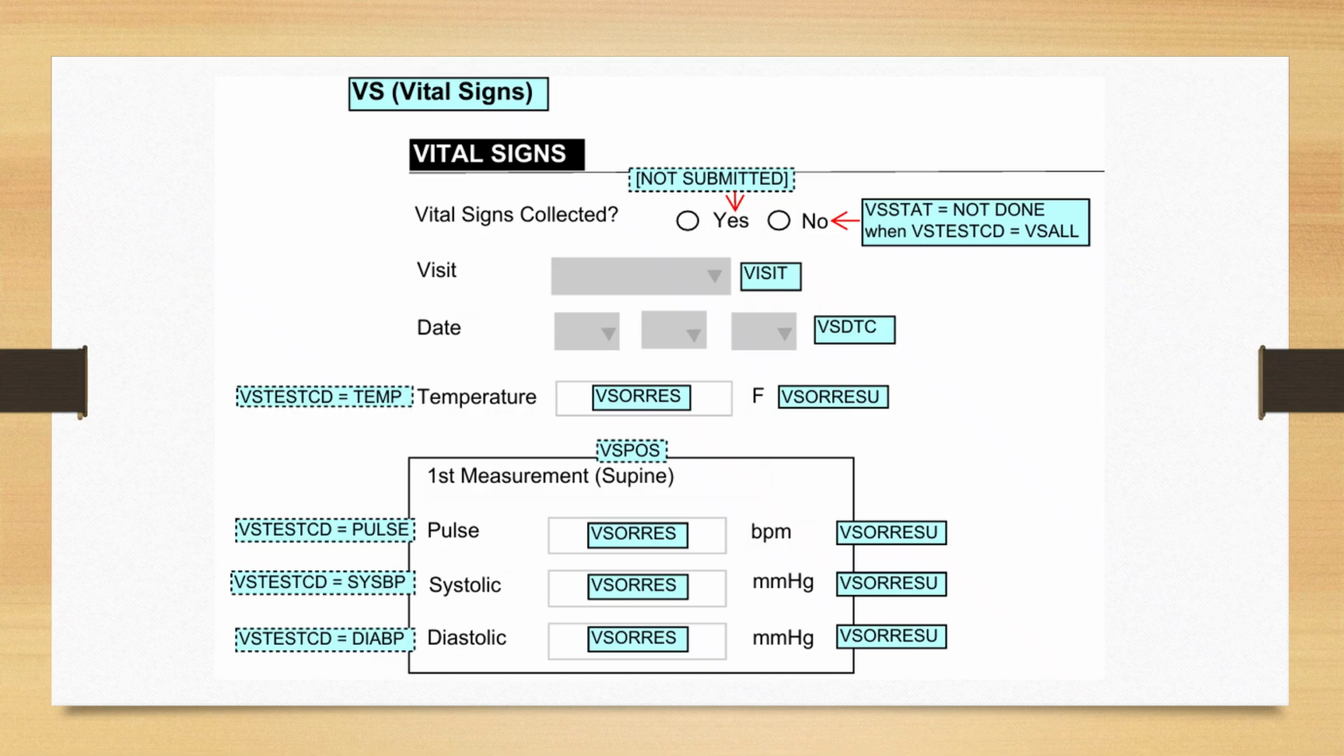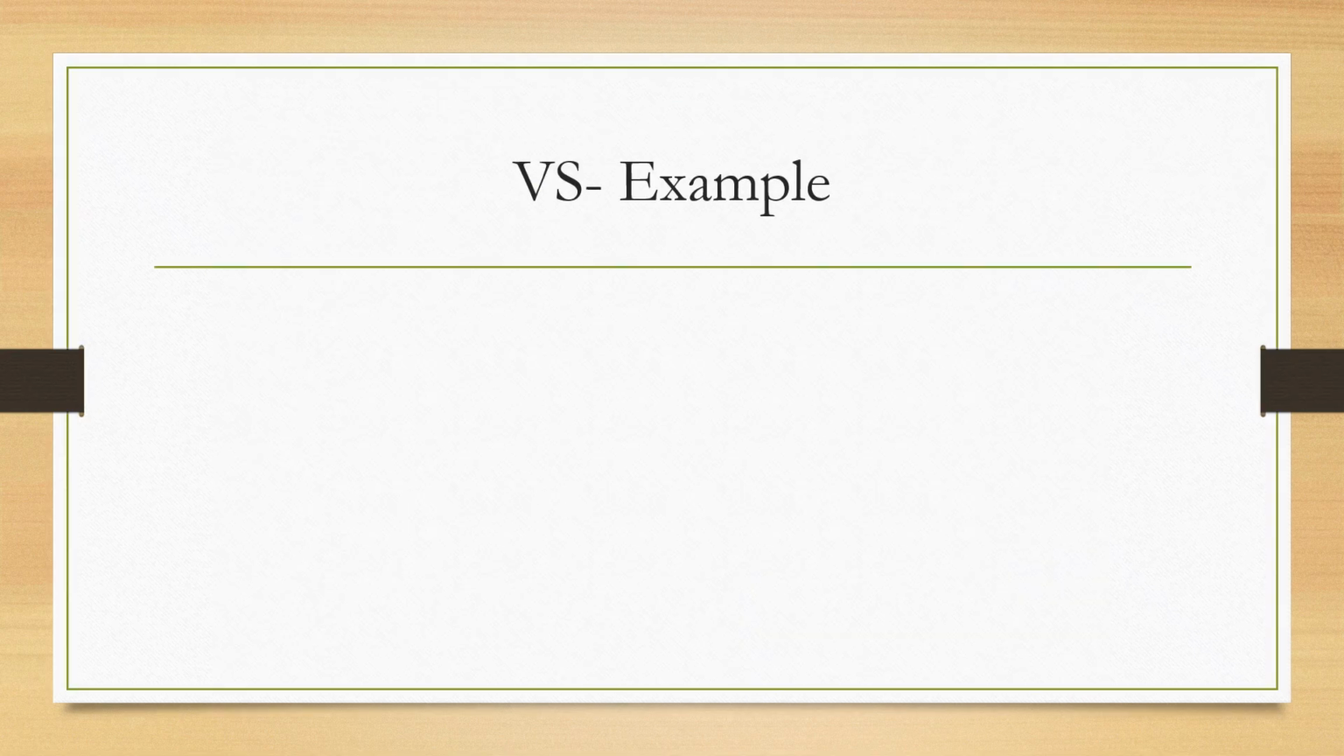So in this way, you can see that the variables which we have discussed earlier can be annotated in the CRF form, and from there we can know how the VS is being captured for each visit. Before we go to the difference between the vital signs and physical examination, let's see one of the examples for how the data is captured and shown in the SDTM vital signs domain.